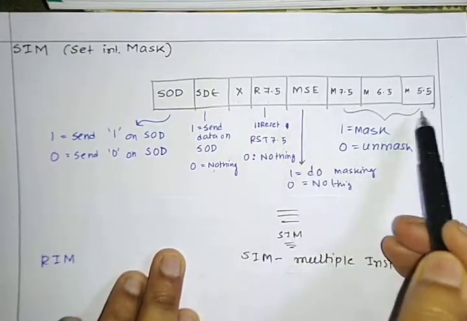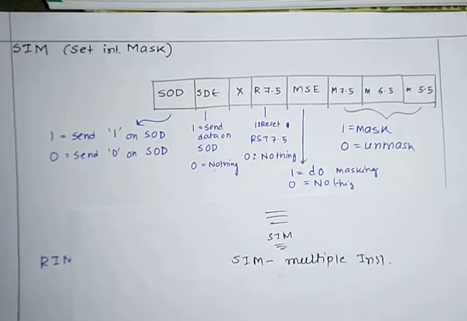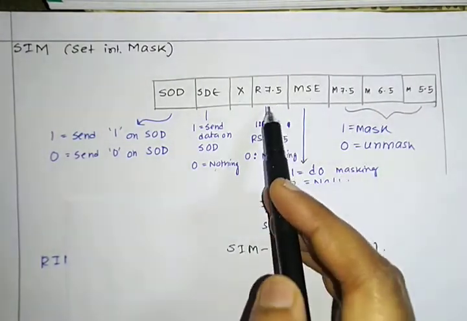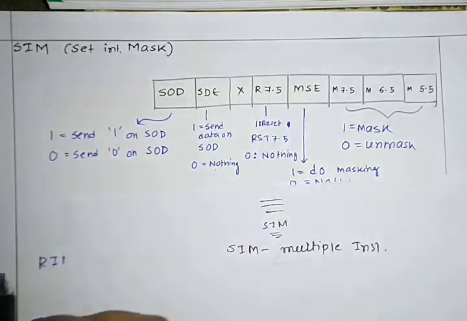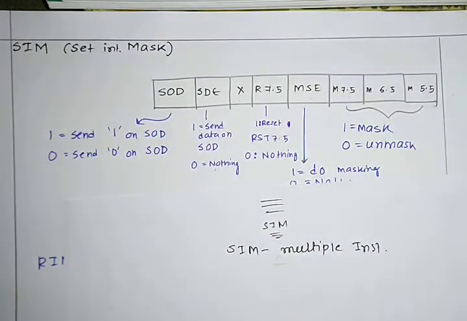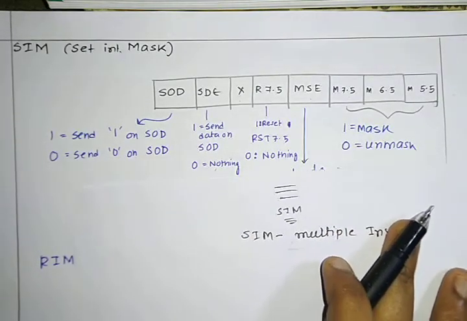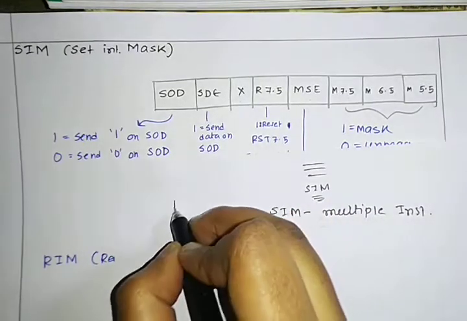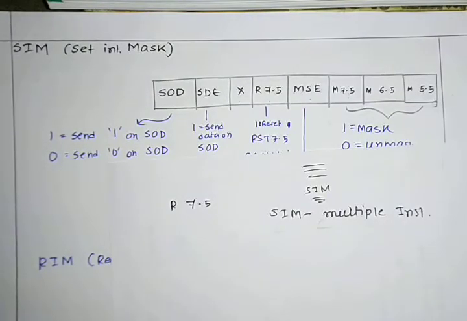Now these four boxes are, I think, familiar to you if you have already watched the previous video. This is MSE. This is R7.5, which is reset 7.5. I've already discussed this in detail, but I will discuss it again. And these two pins, let me start by saying what they are used for. Okay, R7.5. R7.5 is for resetting 7.5.